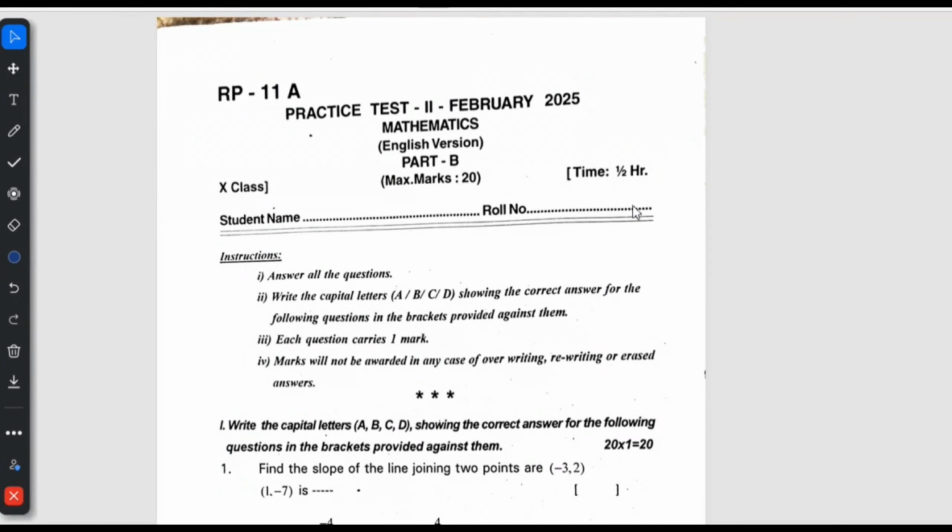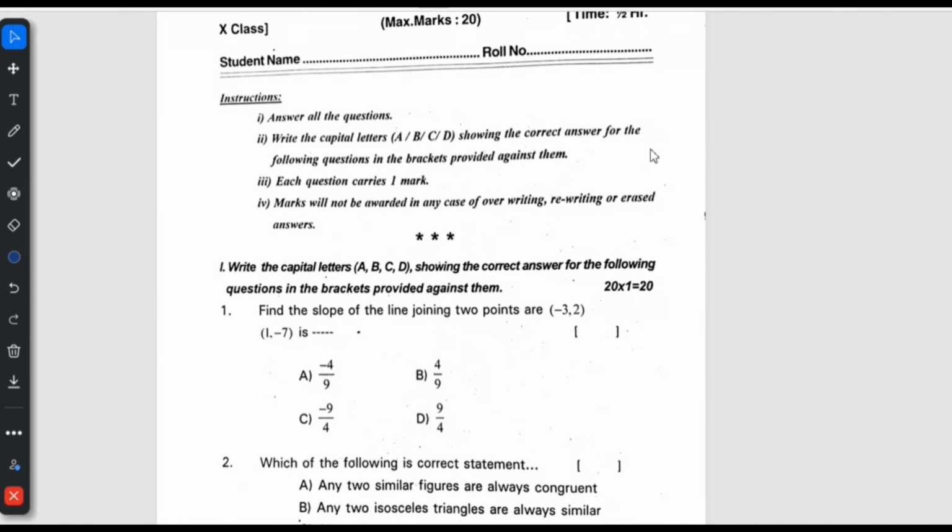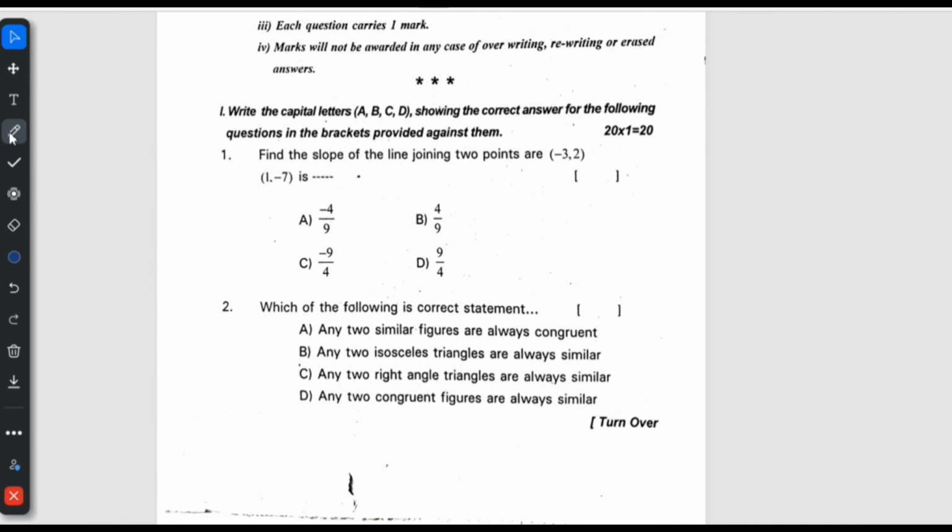Tuition. Today we'll discuss the Practice 2, February 2025 Part B solutions. Now, the first question is here.